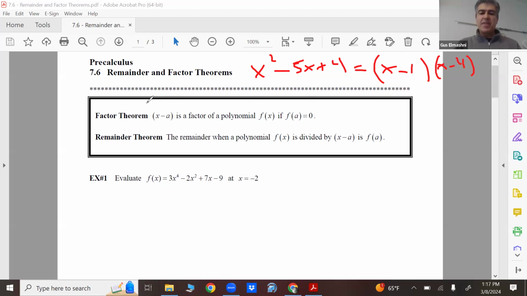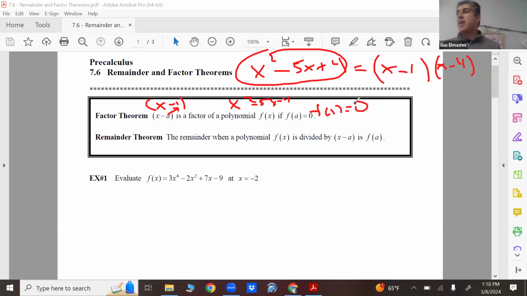So here's the deal. Is x minus 1 a factor of my polynomial? Yeah, totally, right? So what is a here then? According to this formula, a has to be 1, right? So if I plug 1 into my function, what do I get as the output? 0, exactly. That's all it's saying, is that if you have a factor of a polynomial, and you write it in the form of x minus a, whatever a is, you plug it into the original function, you get 0. So that's the factor theorem.